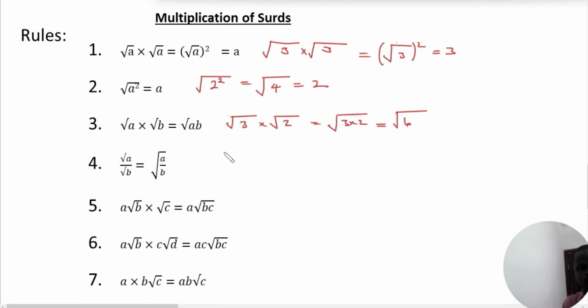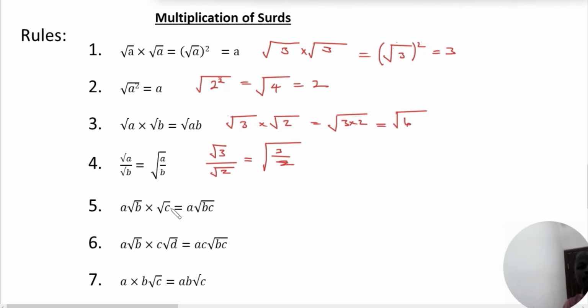So let's move on to another rule, which is the fourth rule. Root of a upon root of b is equal to root of a upon b. If we illustrate this, let's say we have root 3 divided by root 2. You can write this as root of 3 over 2. This is how you're going to write this.